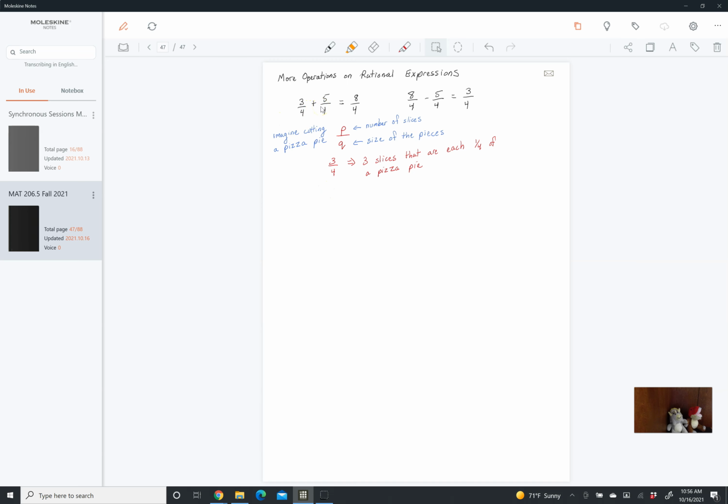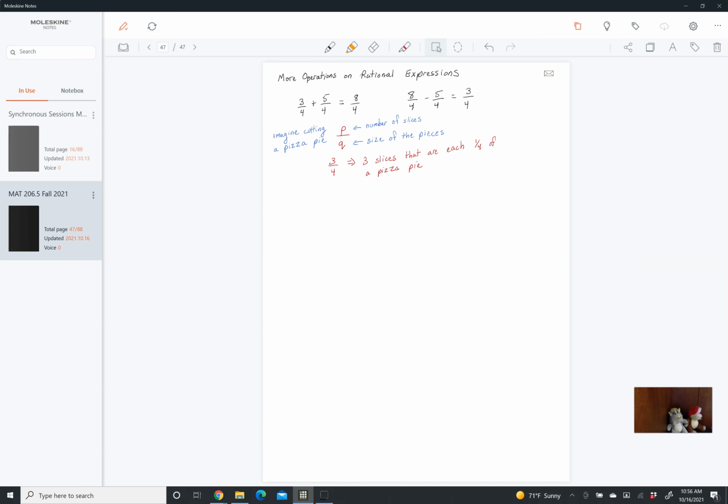Then we have an additional 5 slices. So what does that mean? That means that we have a total of 8/4 of a pizza pie. And vice versa, if we started off with 8/4 of a pizza pie and we took out 5 of them, we're left with only 3/4 of a pizza pie. Now, what does this mean? This means that when we add and subtract rational numbers, we need to be adding and subtracting slices that are of the same size. Otherwise, it loses its meaning.